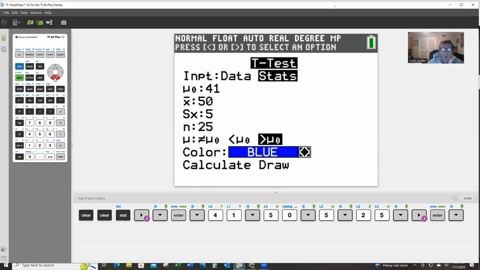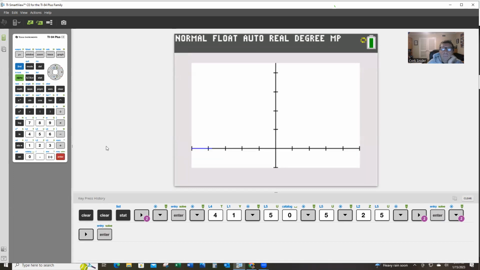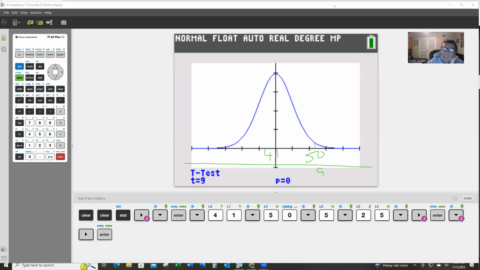We've done this kind of work before. And then I'm going to do draw. I love the draw function. Coming in nice and slow there. So there you go. So I can recreate what you should do in your notes. You should put 41 here, 50 here, right? And then you should put the T-score of 9 right here, and then the P-value is approximately 0. If it comes out 0, put approximately 0. And the standard deviation is going to be 5 divided by the square root of 25. Okay, so there you go.